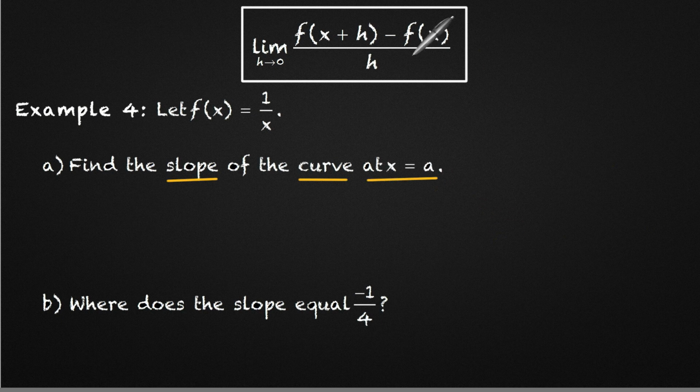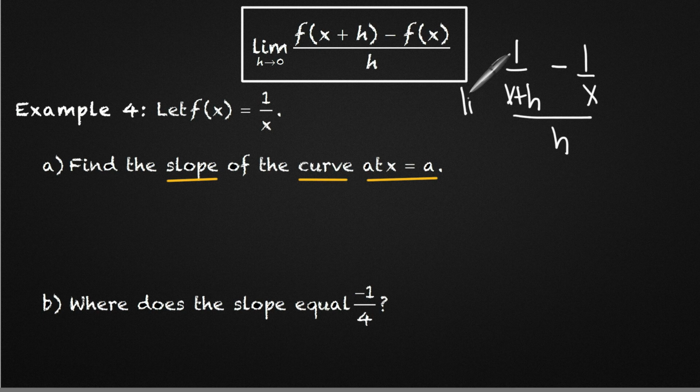So that means we need to use this formula for a derivative. And once again, a derivative is the slope of the curve at a specific point. So let's go ahead and do that. F of x plus h is going to give us 1 over x plus h minus f of x, which is 1 over x, all of that over h. Don't forget, limit as h approaches 0.